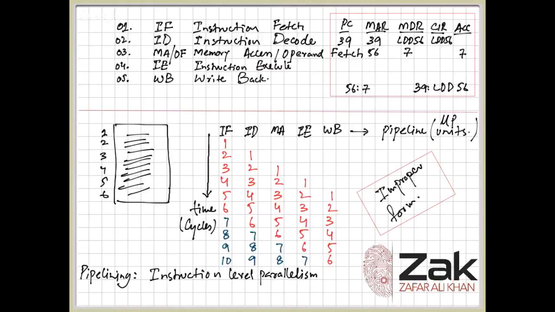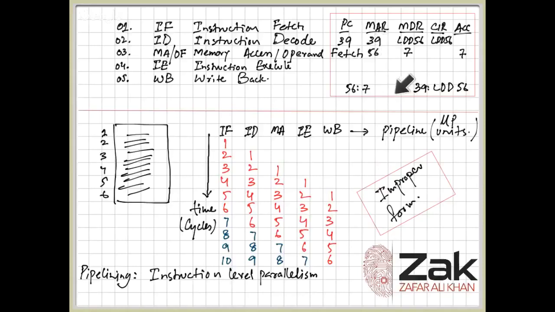Write back means writing back to the register. We know that our RISC works register to register. So we have to bring the data into the register, we work around it, and we write it back. So it is no more three parts, it is now five parts.